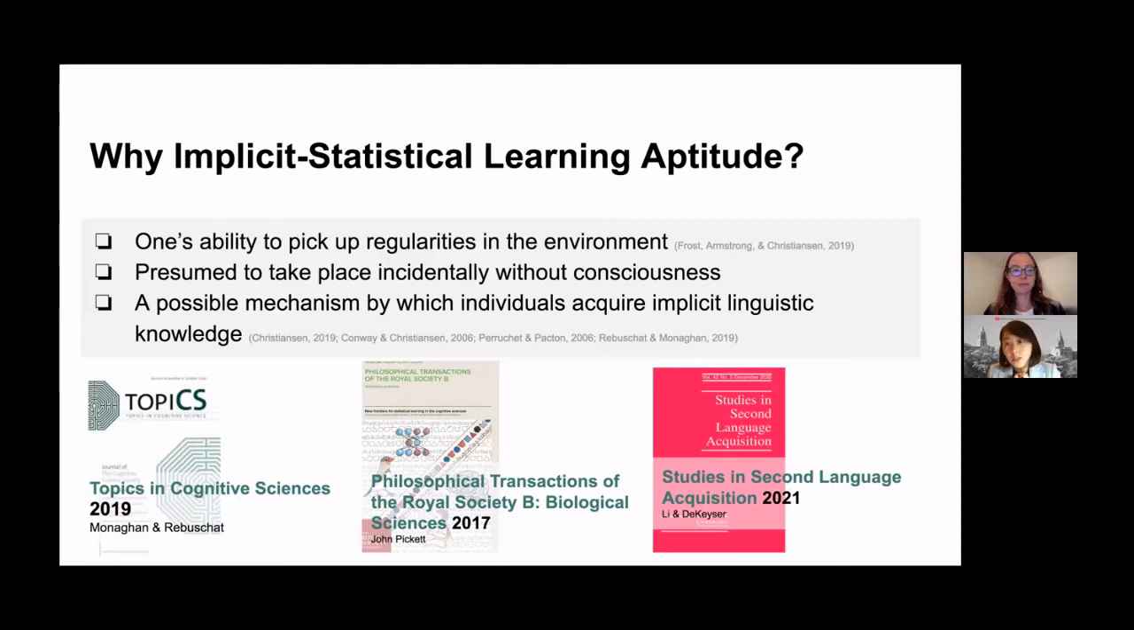And also, this implicit statistical learning aptitude is a possible mechanism by which individuals acquire implicit linguistic knowledge. Therefore, we hypothesize that those with greater implicit statistical learning skills will be able to develop more implicit knowledge than those who have lower implicit statistical learning skills.